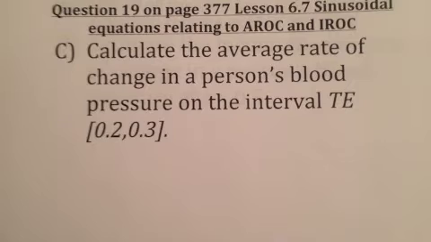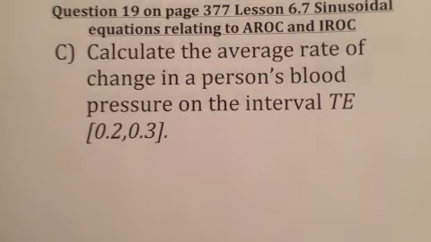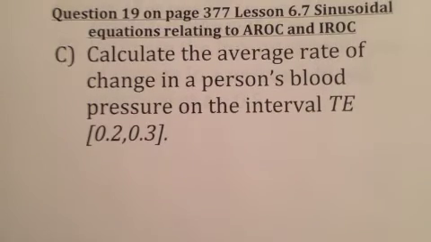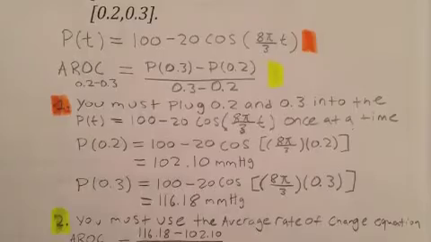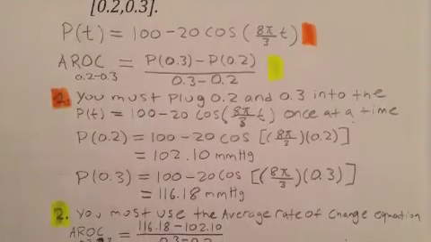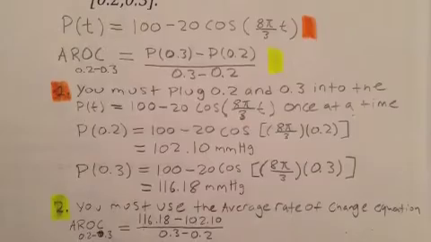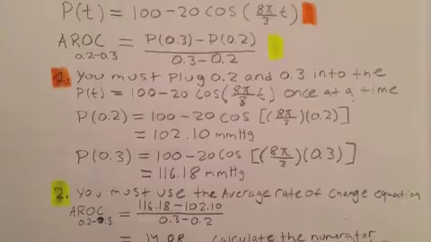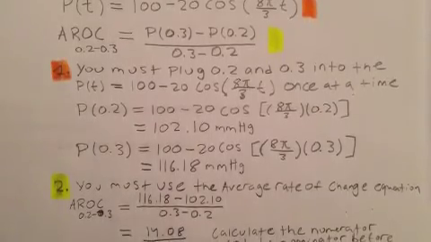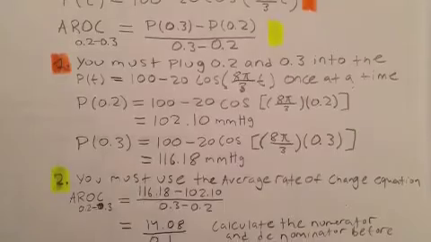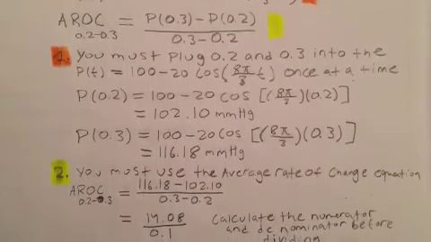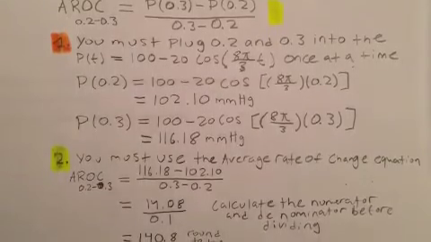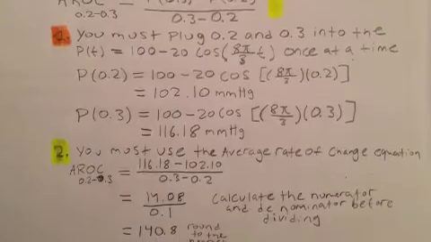Part C. Calculate the average rate of change in a person's blood pressure on the interval 0.2 to 0.3 seconds. The two equations you must use for this question are first the blood pressure equation, secondly the AROC equation. You must plug in 0.2 and 0.3 into the blood pressure equation one at a time. After finding the blood pressure at 0.2 and 0.3, you must plug it into the AROC equation.